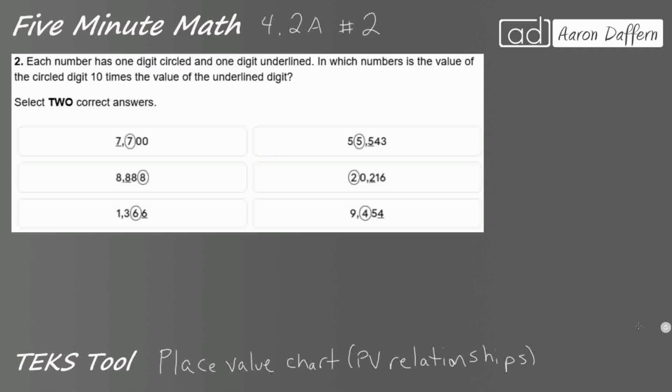So we have got 6 numbers here. We need to choose 2 numbers in which this relationship shows up. The circled digit is 10 times the value of the underlined digit. So the circled digit equals 10 times whatever is underlined. So that's what we're looking at. And let's build a place value chart.